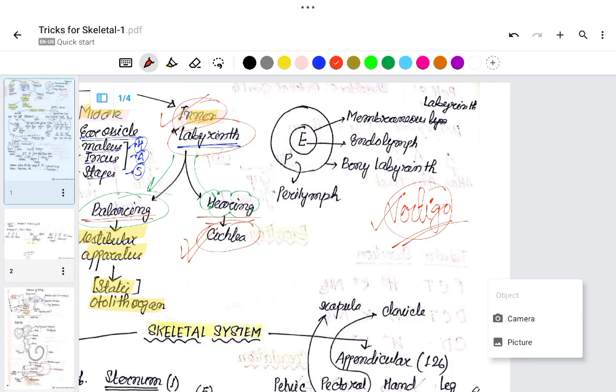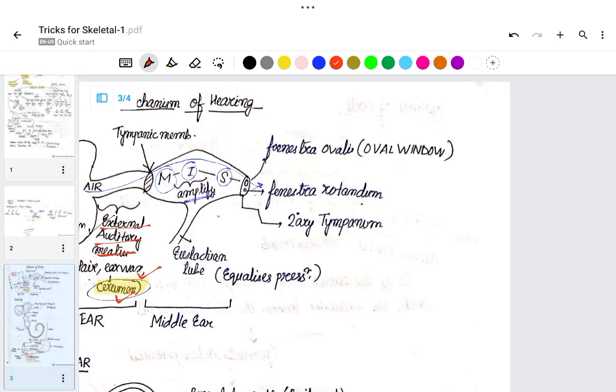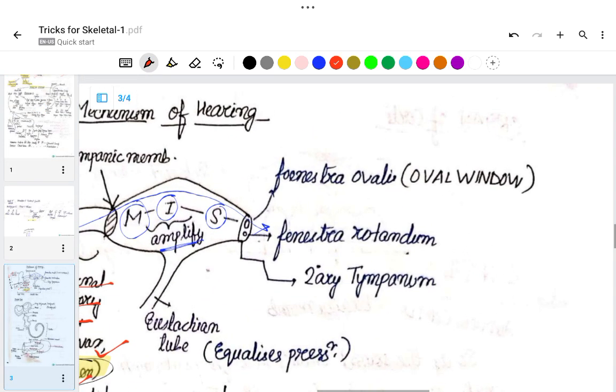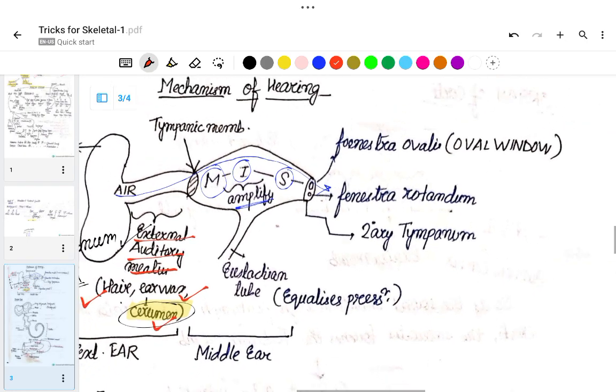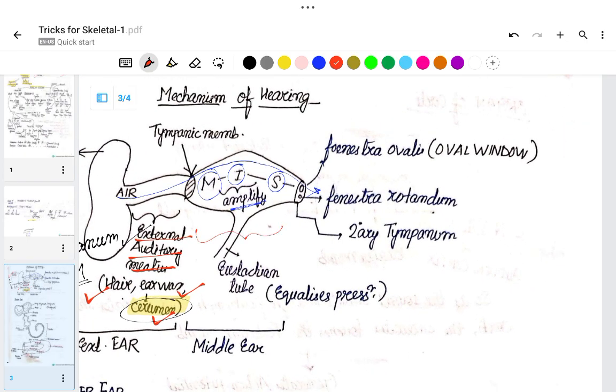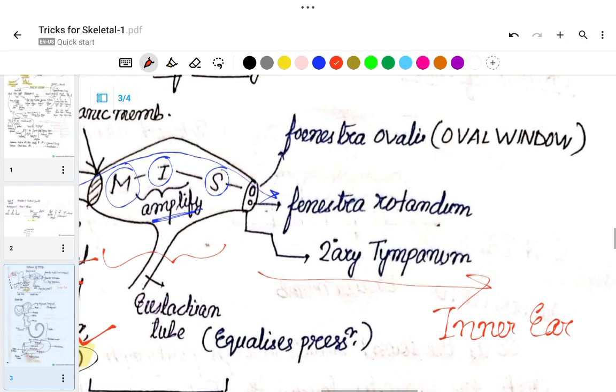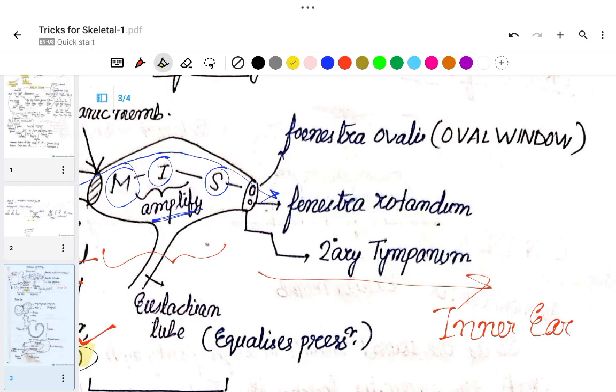Now let's come to this diagram again. First we'll do the ear part. The junction between the middle ear and the inner ear has two fossae. Fossae are two openings. What are the two openings? One is called fenestra ovalis, that is the oval window.